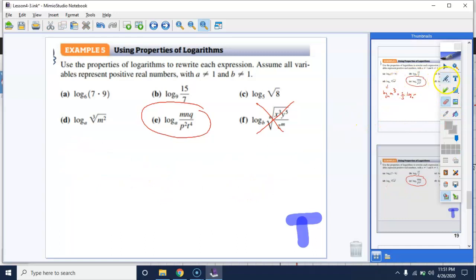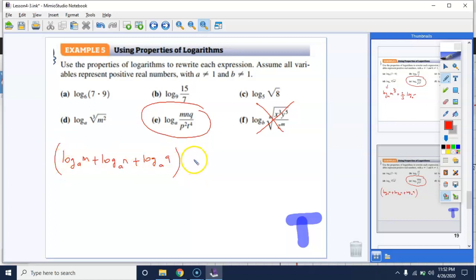Okay, so as you see now, first don't look at the bottom part, just look at the top part, m times n times q, right? If we see times, we add them. So the top part should be what? Logarithm base a of m plus logarithm base a of n plus logarithm base a of q. That's the top part, am I right? And then divided by those. Divided by means it should be minus. That's the top part.